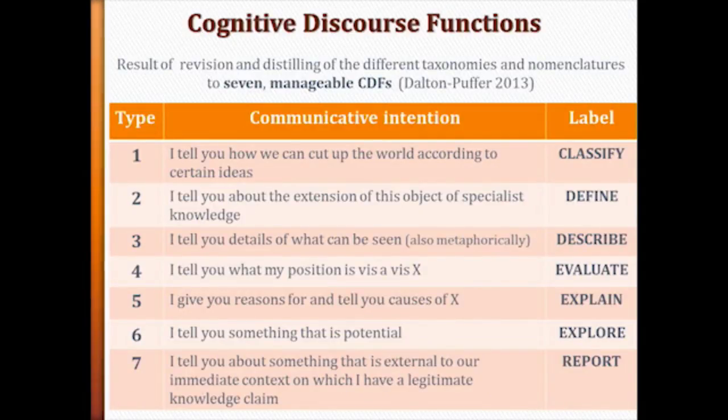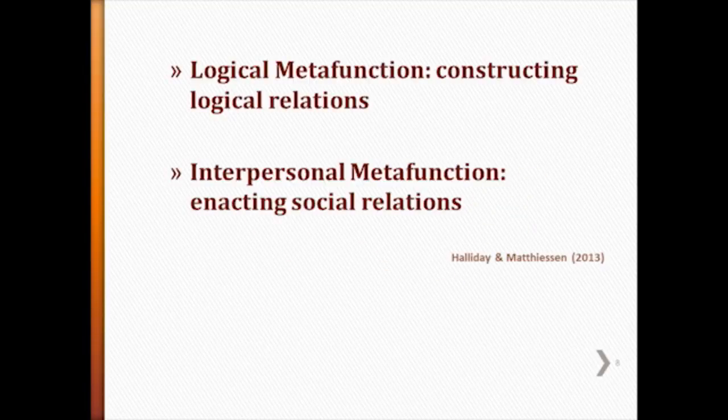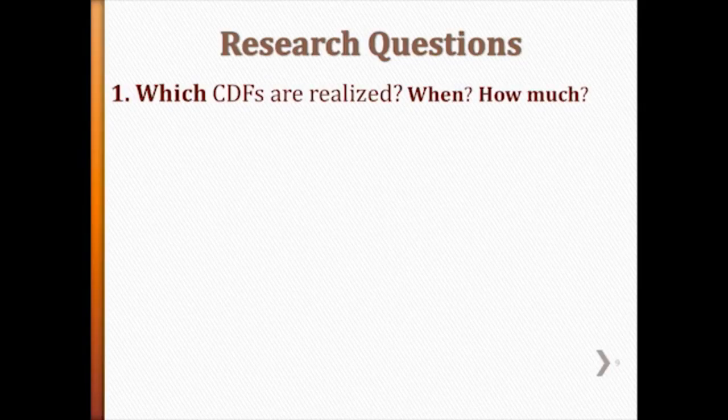I won't stop here because you already know about the seven lovely cognitive discourse functions. Just very briefly, the two metafunctions that we looked at in order to see how the students performed through their lexicogrammar are, within the ideational metafunction, the logical metafunction, how they construct logical relations to express the meanings that they're expected to express, and how they enact social relations within the academic content that they are expressing. So our research questions were: which cognitive discourse functions are realized by these students when they are prompted on a certain topic?